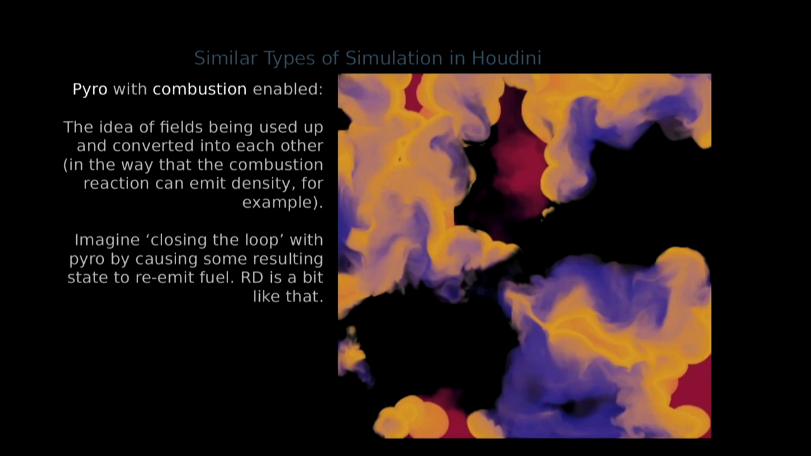And also pyro is a little bit like it too. This is not actually 2D pyro on the right there, but just a very thin box, which is tuned to have a smooth wave front that moves out across the simulation, using up the fuel and producing the density. You can conceptualize reaction diffusion as being a bit like that combustion reaction, but if you were able to close the loop and feed back some future state of the simulation to produce more fuel so that it can keep going around the loop. The evolution of reaction diffusion is a bit like this progression between different concentrations of these chemicals that can form a closed loop.